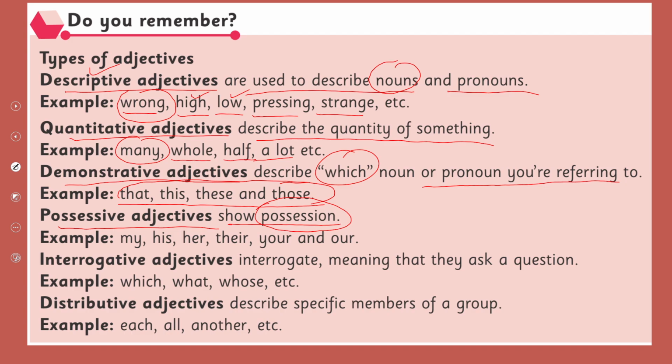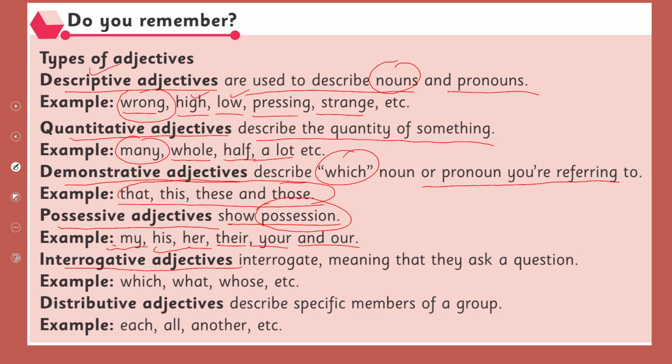If somebody owns something or anything, for example, my, his, her, their, your, and our. All these show possession. So these are our possessive adjectives because they are actually showing the possession to the noun.